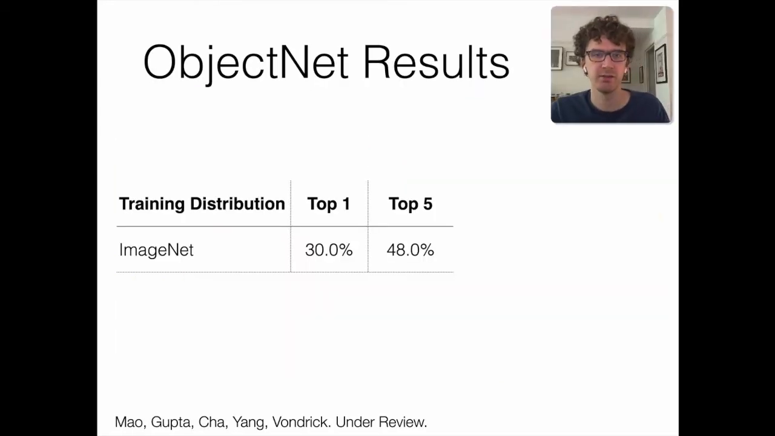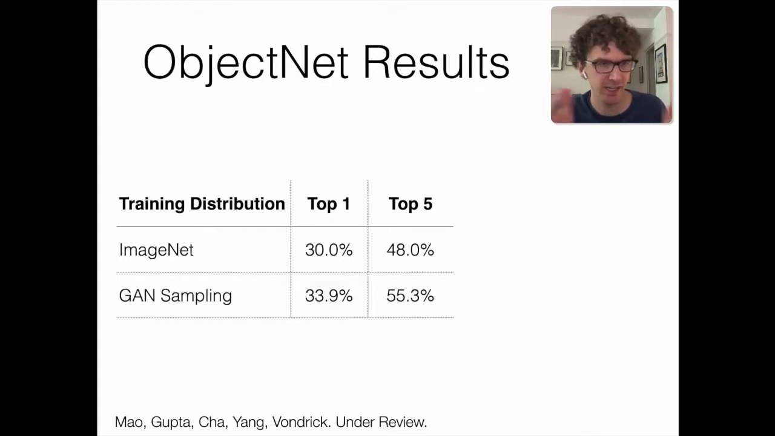Okay, so here are the results. As reported by the original authors of ObjectNet, training on ImageNet and then testing on ObjectNet produces a 48% top 5 accuracy. If you just naively sample from the GAN to enlarge the training set without doing any intervention, this is going to improve the numbers to 55%. And this makes sense, right? You have more training data now.